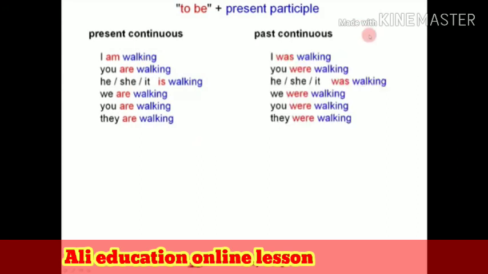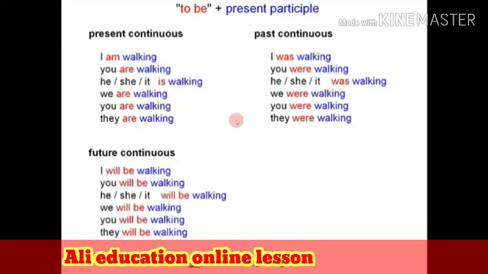Past continuous. This is made up of the verb to be in the past tense: I was, you were, he, she, it was, we were, you were, they were, plus the present participle, walking. Okay? So this is the auxiliary verb. This is the main verb. Future continuous. I will be walking, you will be walking, he, she, it will be walking, we will be walking, you will be walking, they will be walking.